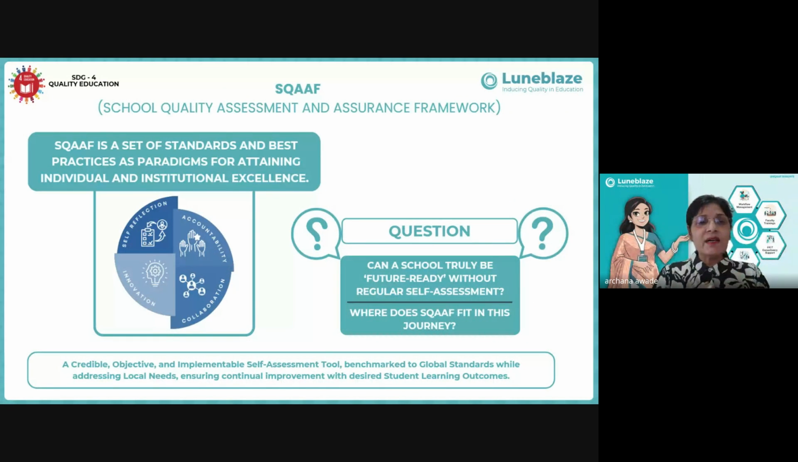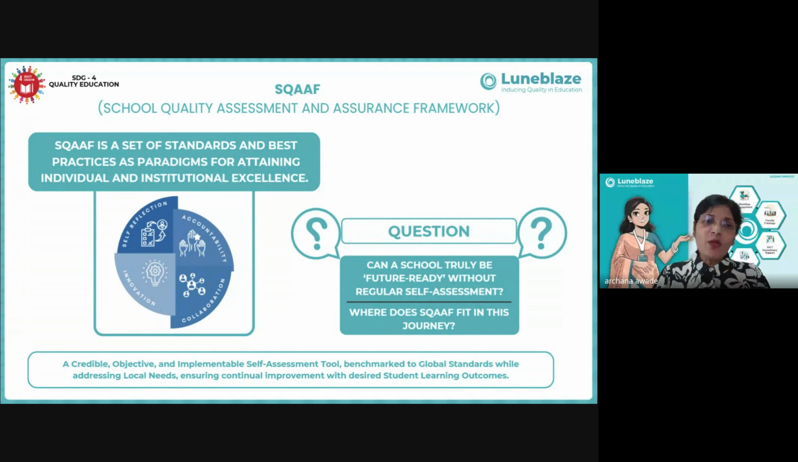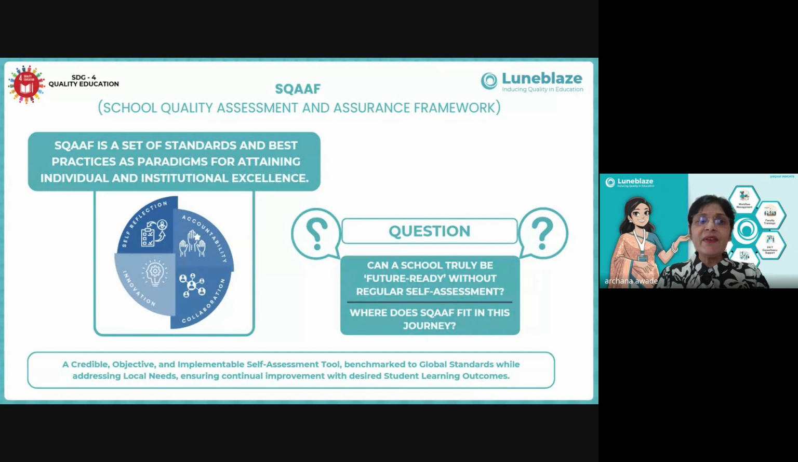That's exactly what CBSE's School Quality Assessment and Assurance Framework is all about: ensuring quality education in schools through a structured and thoughtful approach. The SQAAF framework is a tool that helps schools know 3 things: where you are, where you want to go, and how to get there, while always keeping students' learning outcomes at the center. This tool is practical and doable in a real school setting, helping schools to reflect and take data-based decisions based on real, evidence-driven insights.